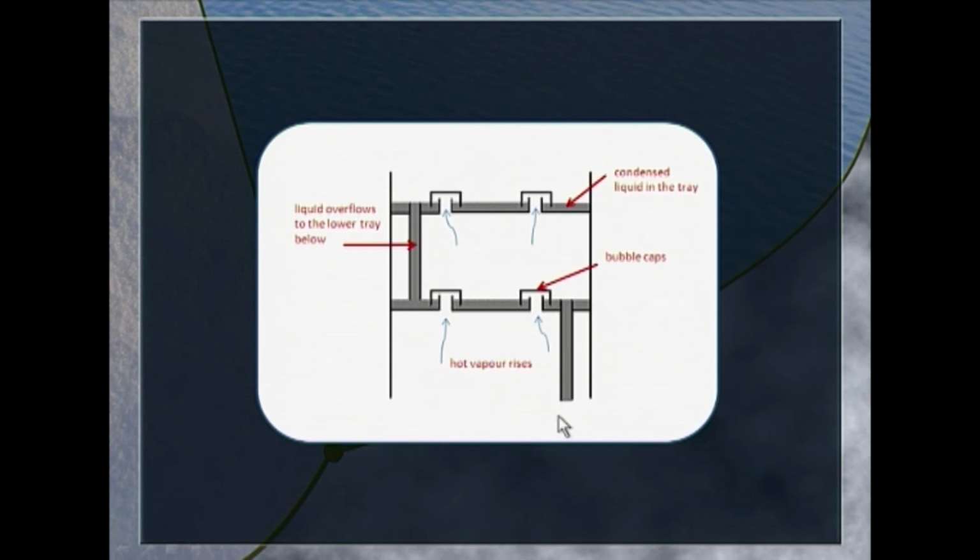As they move down, they become richer in the less volatile component or high boiling liquid. That is how a distillation column works on an industrial scale. There are various designs, of course.